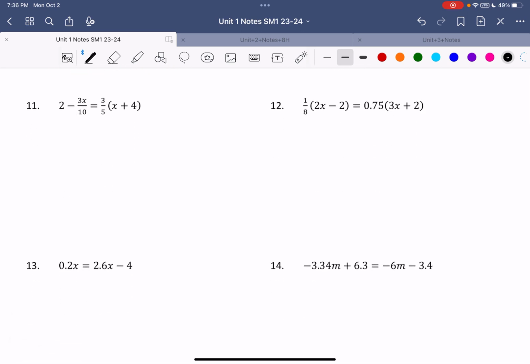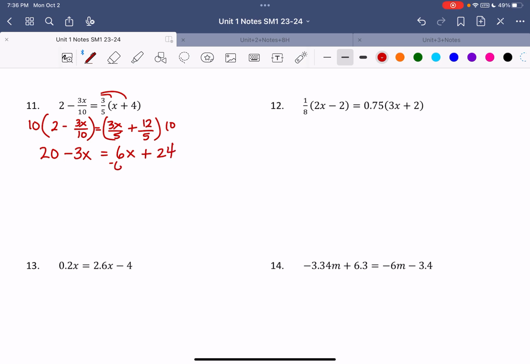Okay, this one, let's distribute, and then we'll clear the fraction. So (2 minus 3x)/10 equals 3x/5 plus 12/5. So our common denominator is 10, so now we'll multiply everything by 10. That gives us 20 minus 3x equaling 6x plus 24.